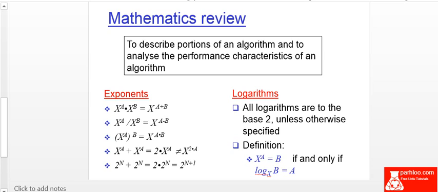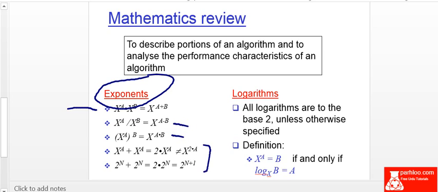So, number one, as you can see, exponents. What are exponents? Pehla rule. X raised to the power a multiplied by x raised to the power b is equal to x raised to the power a plus b. Every one of you knows that this is a very basic rule of simple exponents. This is a fundamental law of exponents. Similarly, this is also fairly simple. Just have a look at it. This is also very simple.